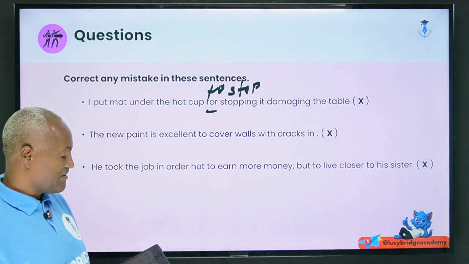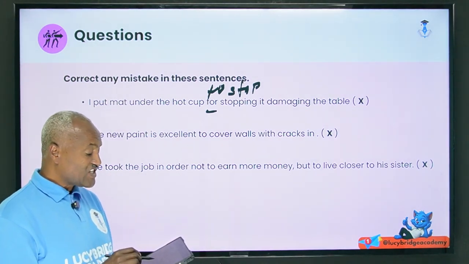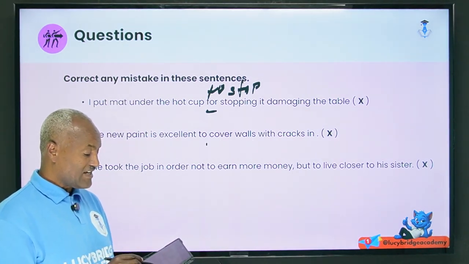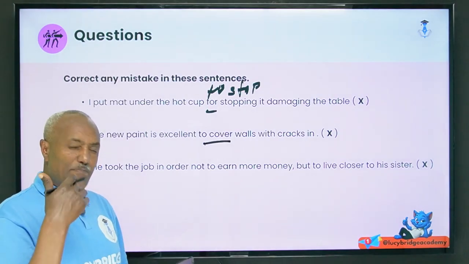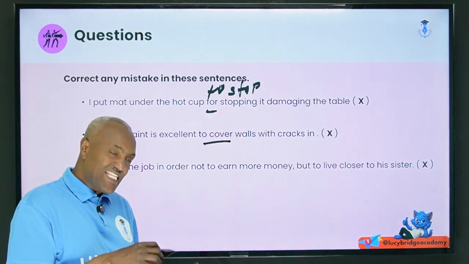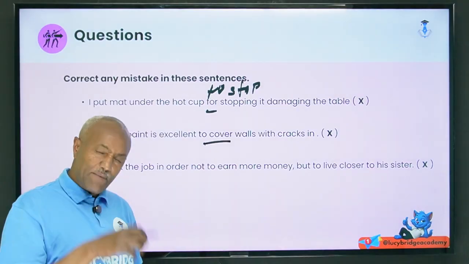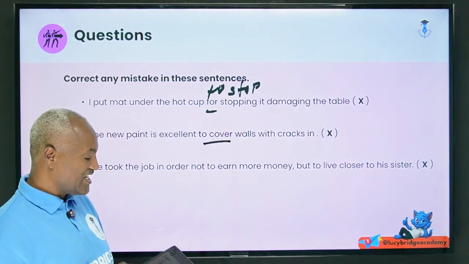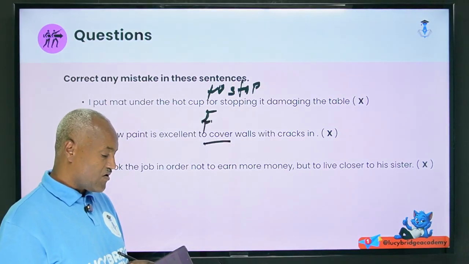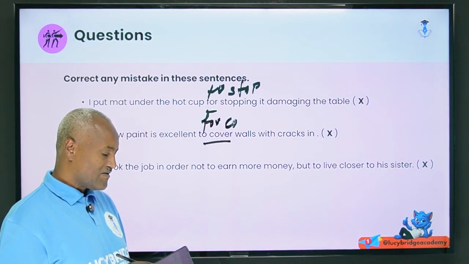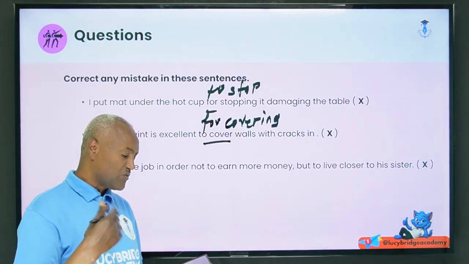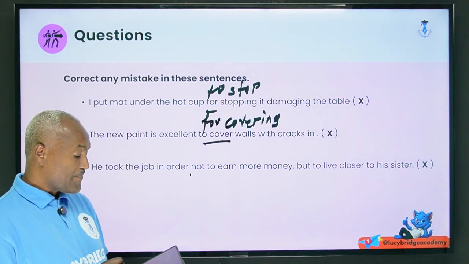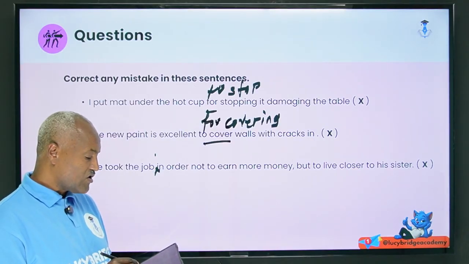it damaging the table. The new paint is excellent to covering. That means, okay, excellent. When the intention of the sentence is the purpose of the thing, to define, to tell us the purpose of the thing, we use "for covering." Yes, for covering walls with cracks. He took the job not in order to, "not" must not be here.